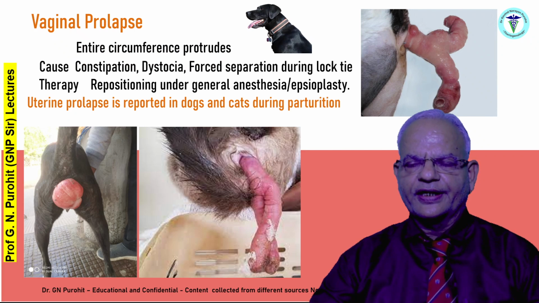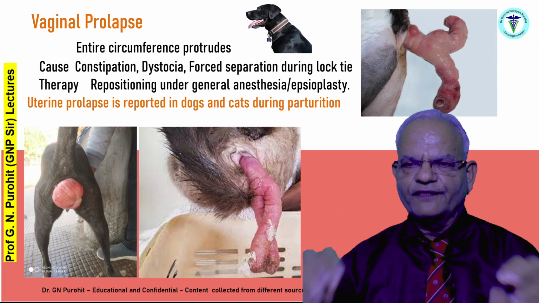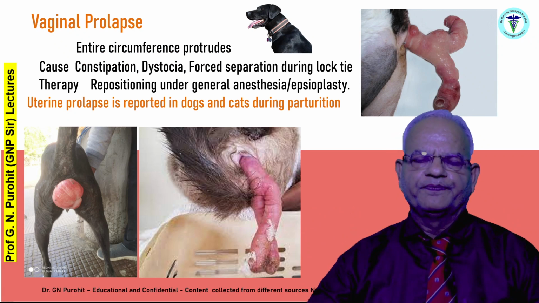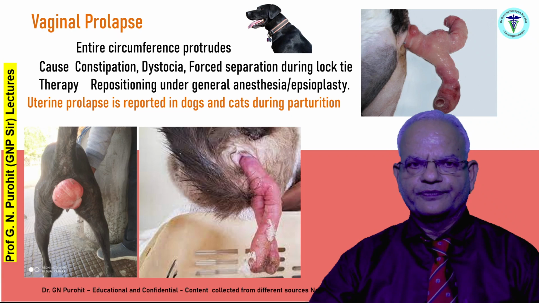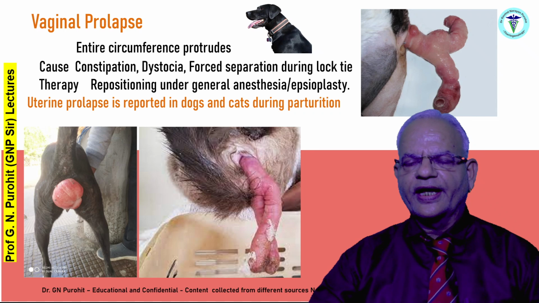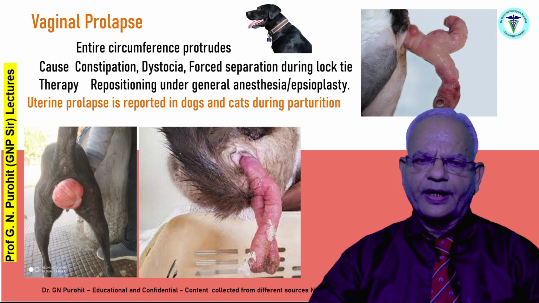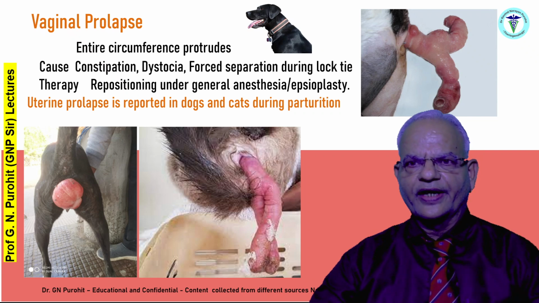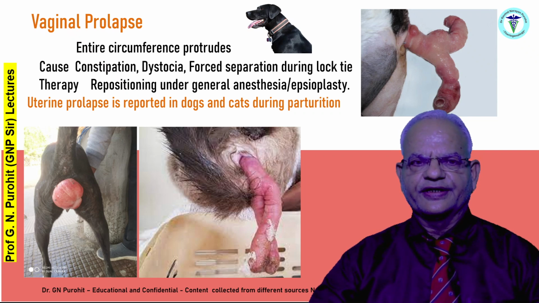Vaginal prolapse can occur because of forced separation of a coitus lock, constipation, or dystocia. And therapy is repositioning under general anesthesia, followed by episioplasty. Rarely, uterine prolapse can occur in dogs and cats during whelping or kittening. That also requires surgical correction under general anesthesia.